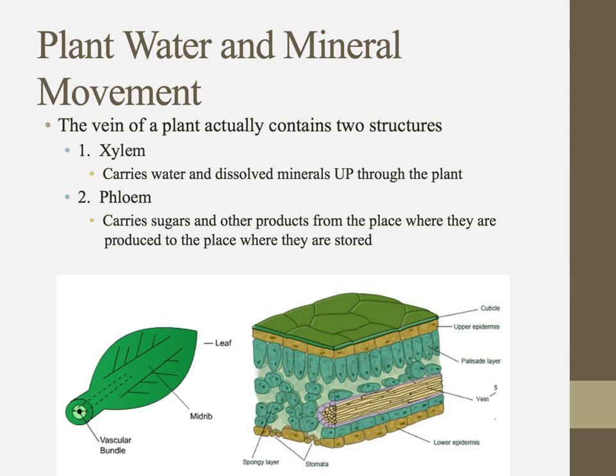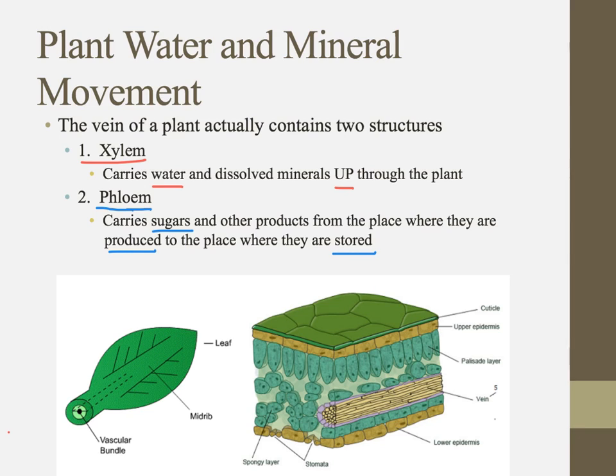Okay, so again, the veins of the plants are involved in the transport of water, or transpiration, but only a certain section of the vein. Within the vein, I'm going to find two different types of structures, the xylem and the phloem. The xylem carries water and anything dissolved in it up through the root of the plant. It's a one-way train. The phloem, on the other hand, is going to carry things like sugars and other metabolic products from wherever they're produced to where they're stored.